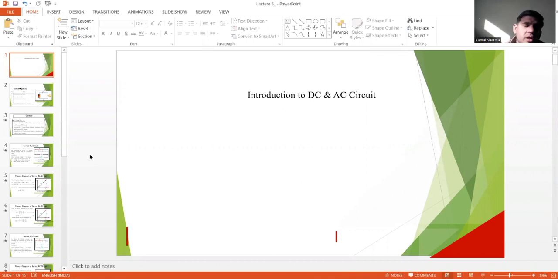So we are going towards the third topic, that is again DC and AC circuits. But in this, we will go with RLC circuits. We will go with the series connection of RLC circuits, and we'll discuss a little bit of overview of parallel RLC circuits. Now, if I talk about series RLC or parallel RLC circuits, you need to understand one thing.